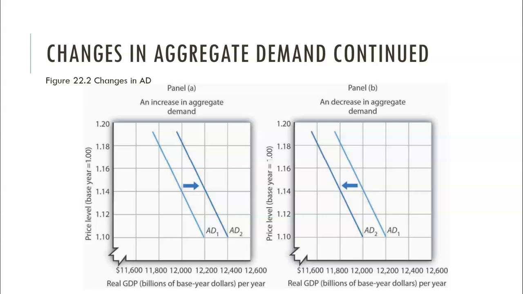So a shift to the right means we have an increase in demand. That's our first graph here. Shift to the left, that's our second graph, or the one on the right, that shows a decrease in aggregate demand. An increase in demand means that at every single price level, we're going to have a higher quantity of real GDP, higher value of real GDP. Decrease in aggregate demand means at every price level, we're going to have a lower quantity.